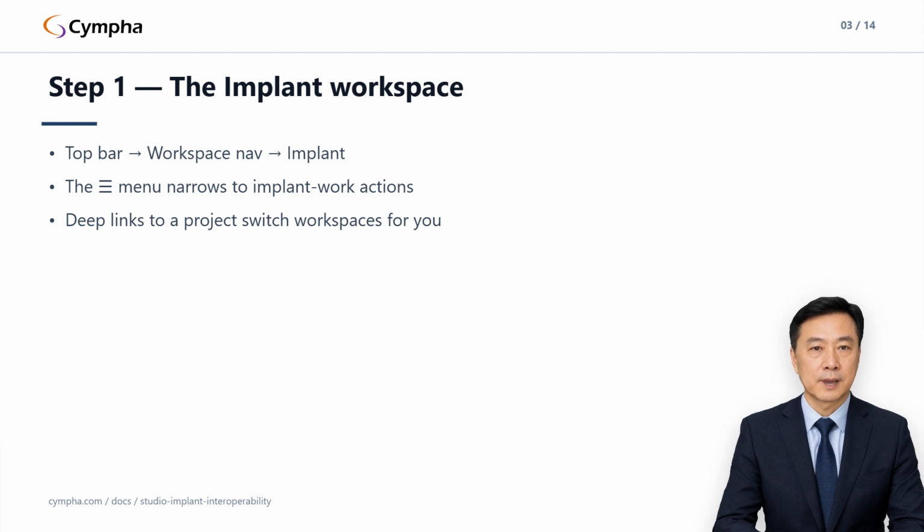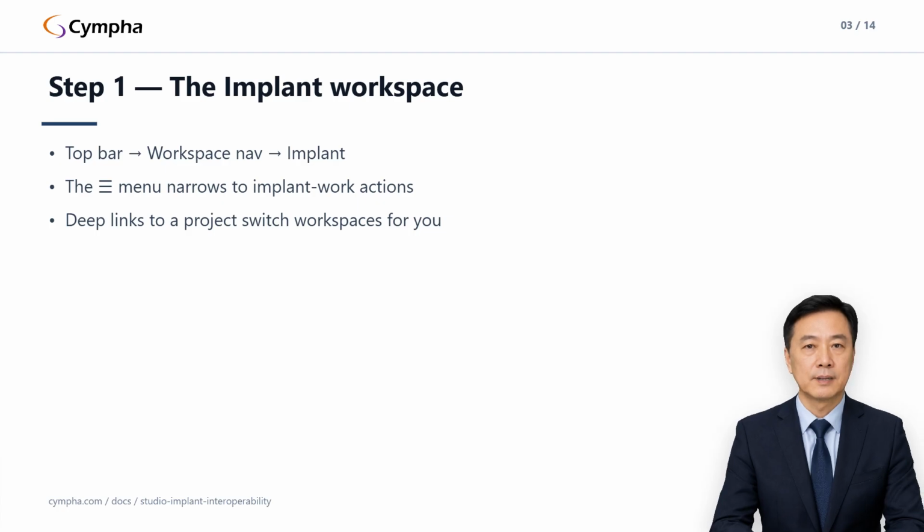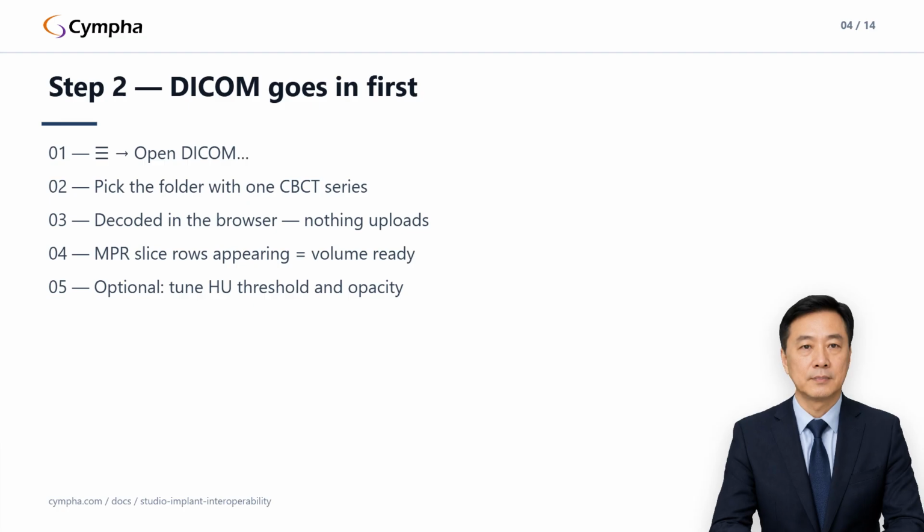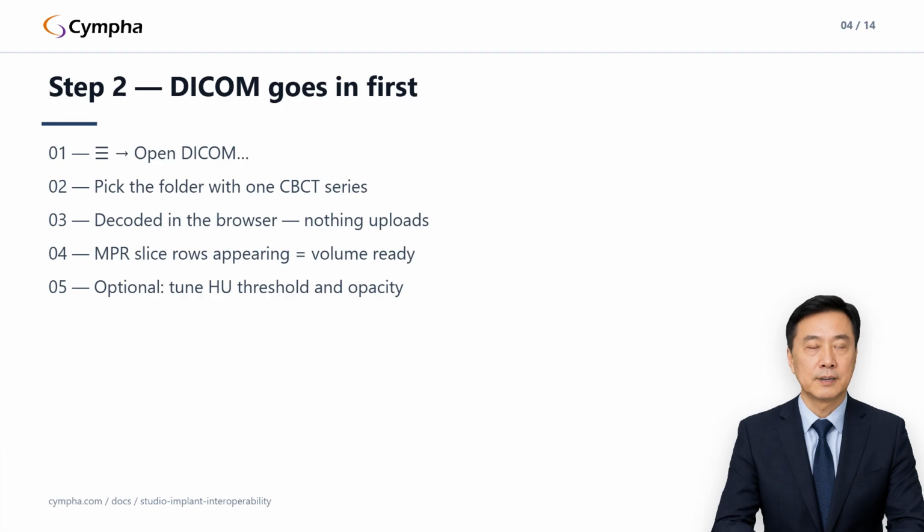While you're here, it's worth opening the View Tools panel from the left floating strip and tuning the HU threshold and opacity until bone is easy to see. You'll want that contrast when you're inspecting implant positions later. One prompt to decline: if your deployment has Cloud Implant APIs, Studio may offer to import a cloud treatment plan for this series. Skip it, you're about to open a project for the same case, and the project will provide the implants.